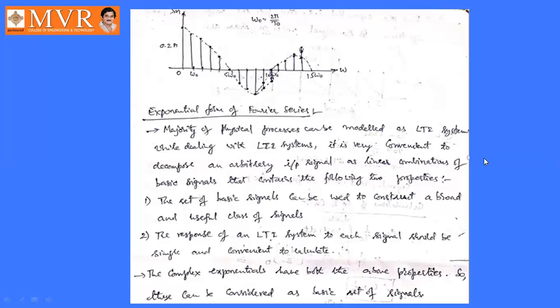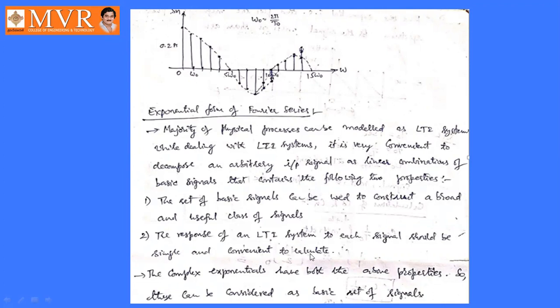If you take any arbitrary signal m of t, it can be written as a linear combination of basic signals. That set of basic signals can be used to construct a broad and useful class of signals. And second, the response of an LTI system to each signal should be simple and convenient to calculate.